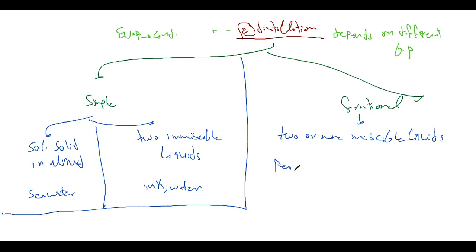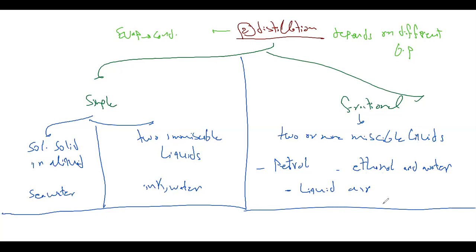like petrol or crude oil, ethanol and water, or aqueous ethanol, which will be a colorless solution. Liquid air. Air will be separated by diffusion, while liquid air by fractional distillation. And the difference in drawing: fractional distillation contains a fractionating column, while simple distillation doesn't contain a fractionating column.